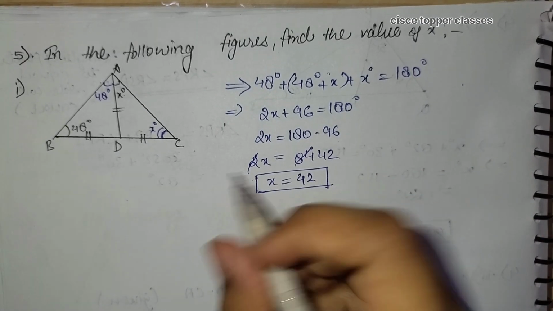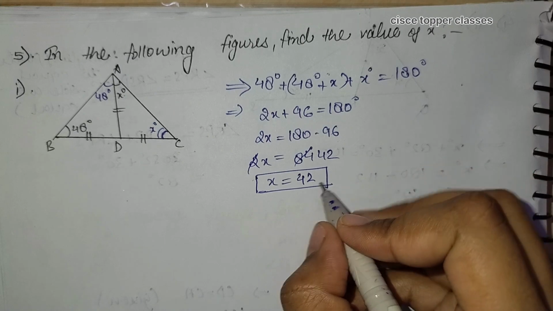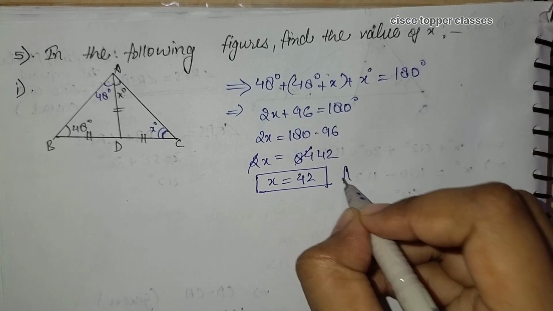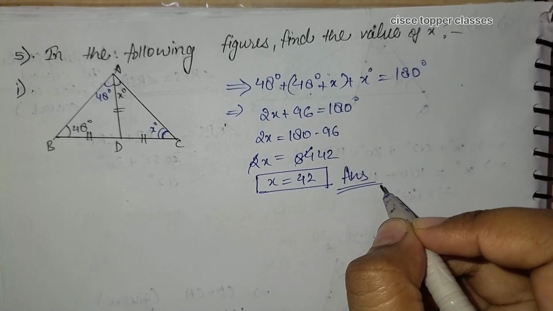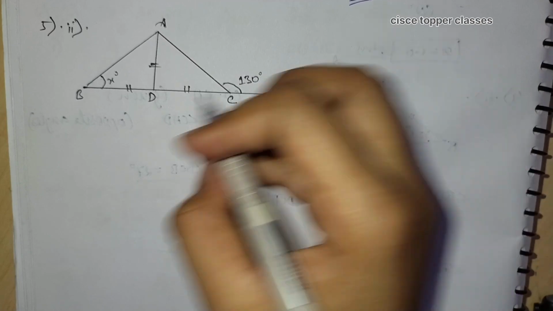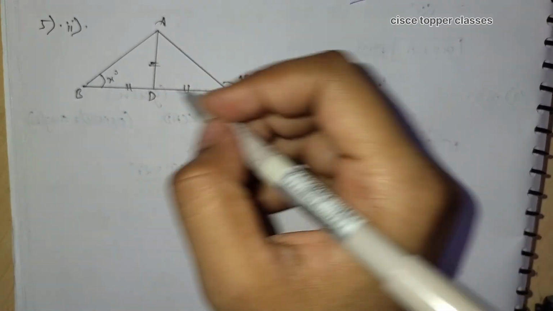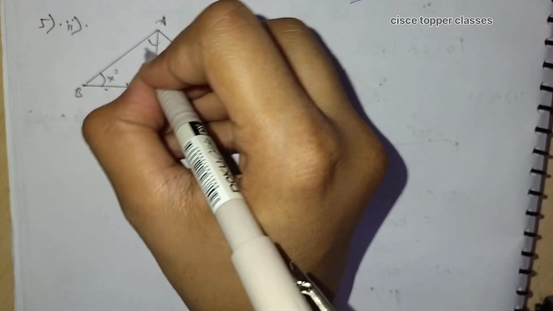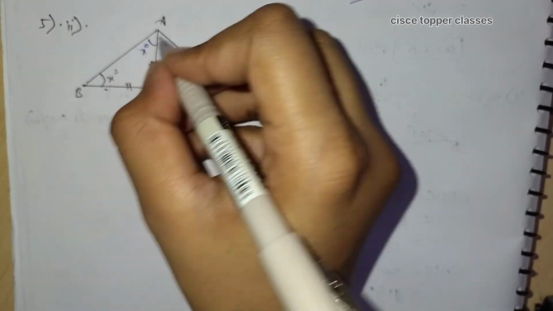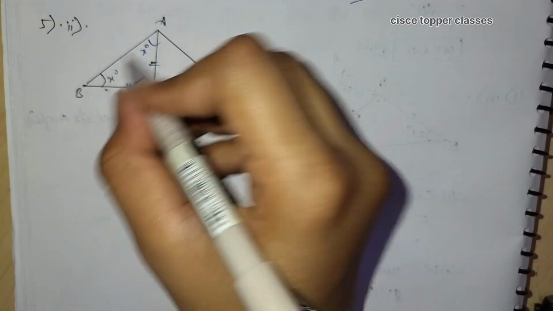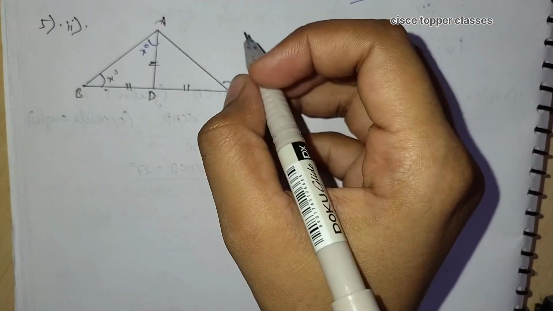So the value of x here is 42 degree. So this is the final answer in this question. Let us solve the second part here. We have to find the value of x here also. Simply we have these two sides as equal and these two sides are equal. So this will be x degree because the angle opposite to equal sides is equal. So x degree here also and x degree here also.